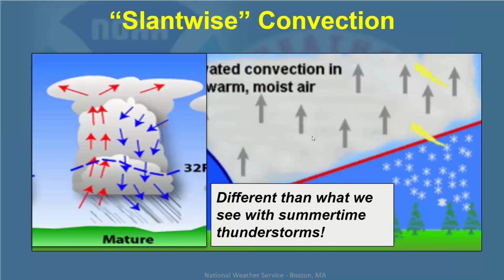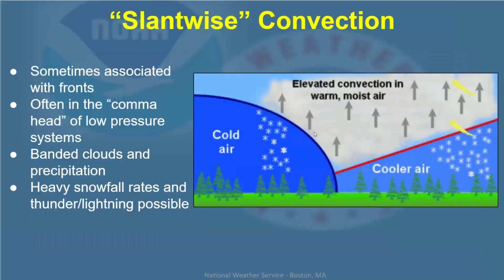And just to show, obviously this is different from what we see with the summertime thunderstorms. Again, upright convection, straight up and down, whereas here we're on more of an angle or slantwise. So the slantwise convection is sometimes associated with fronts, but it's often in what we call the comma head of the low pressure systems. If you look at a winter storm on satellite, you'll notice that nice comma head circulation. That's where the thundersnow is favored.